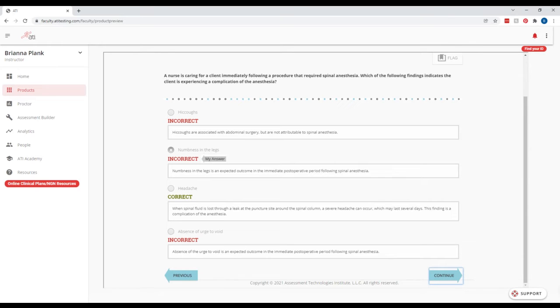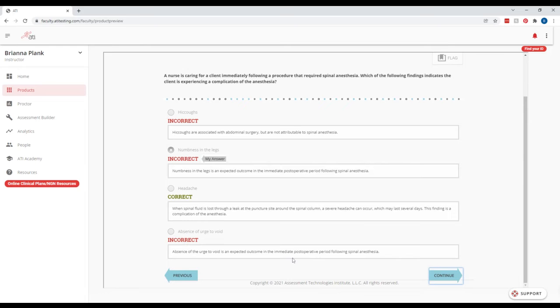Headache is telling us that we might have a leak in the spinal fluid, and so this actually can happen days after the surgery as well. So we want to be monitoring for a headache in our patients that have had an access to their spinal area, like a lumbar puncture or spinal anesthesia, we want to monitor for headache.